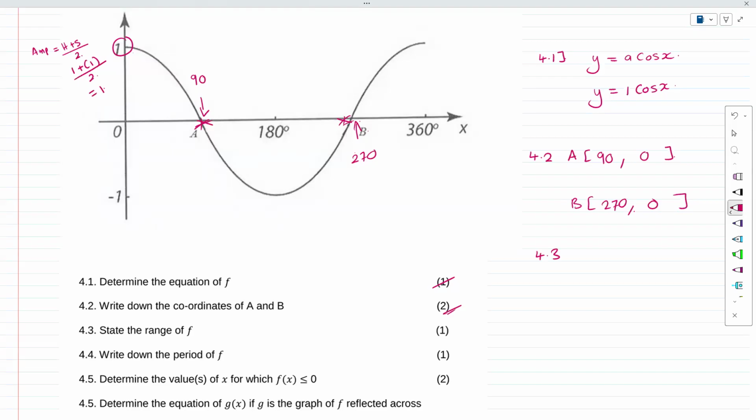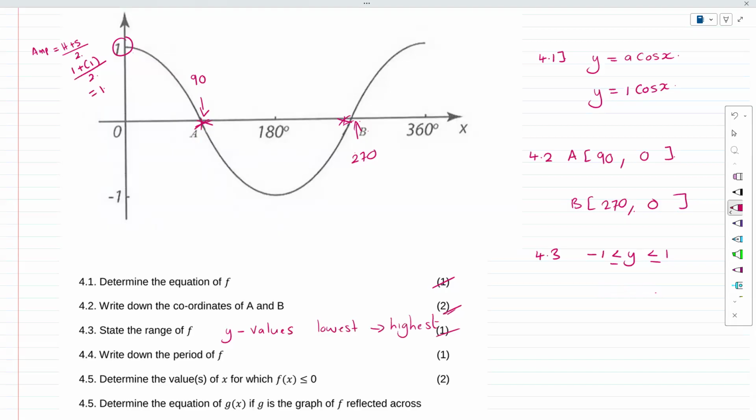4.3. State the range of f. The range of f would be between the lowest point and the highest point. So the range would be, you could put -1 is less than or equal to y, which is less than or equal to 1, because it starts actually at -1. You could put it in brackets as well, the -1 and 1, but I'm not going to be too fussy. y is an element of -1 and 1. It depends on what the teachers taught you guys. But again, the range is the y values. Remember that. The range is the y values from the lowest to the highest.